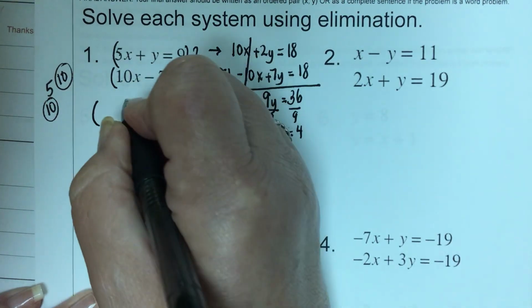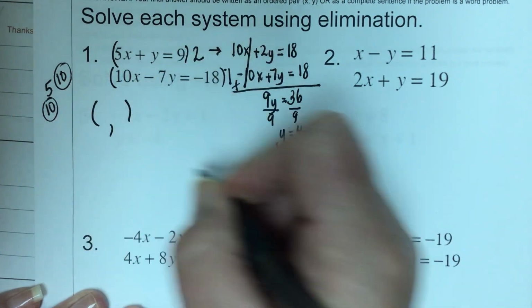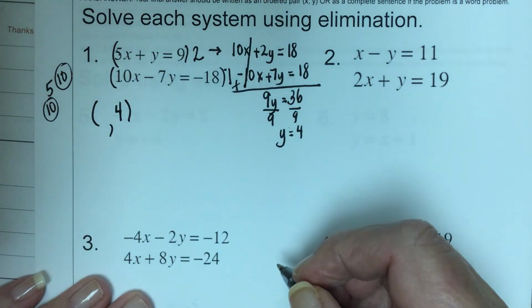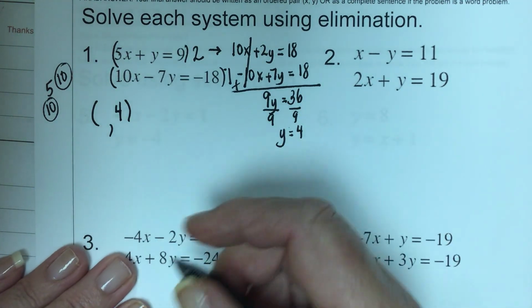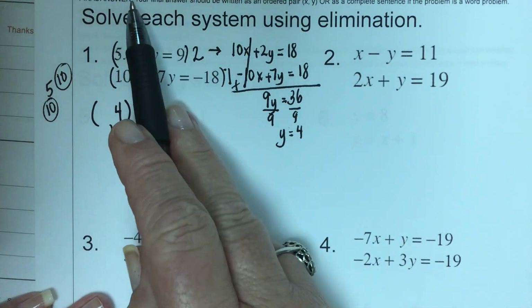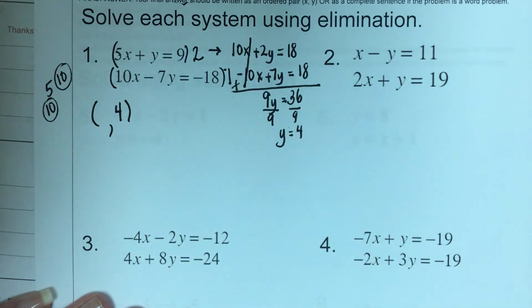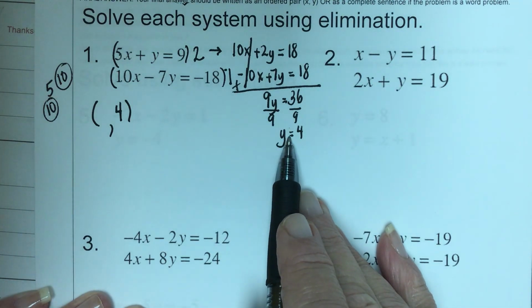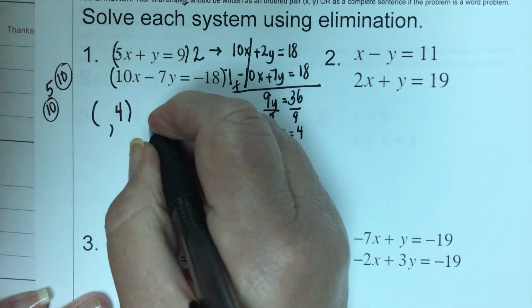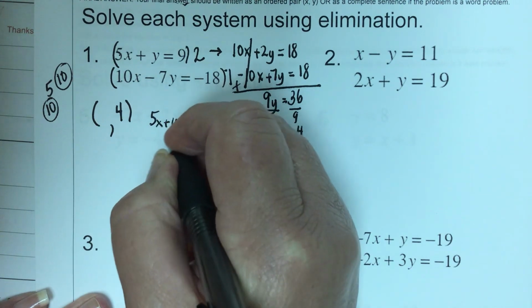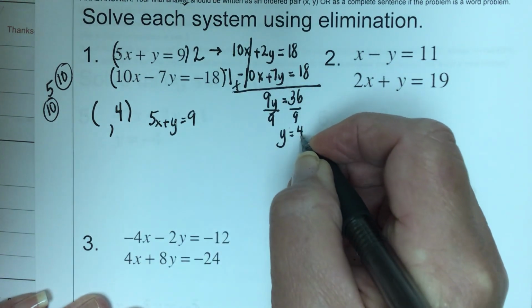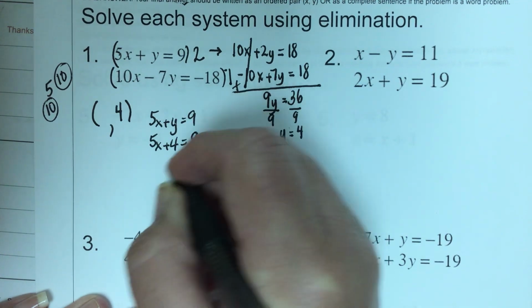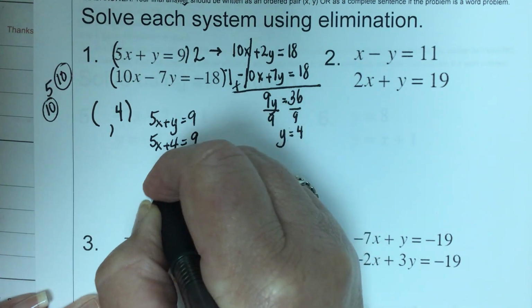So I go ahead, even if I'm working a word problem, and write my ordered pair so I could go ahead and put 4 where it belongs, just so I can remember. And then step 5 says substitute your answer to step 4, which is this, into one of the original equations. So I'm going to use 5x plus y equals 9. Make sure you put this in place of y. 5x plus 4 equals 9, and solve for x.